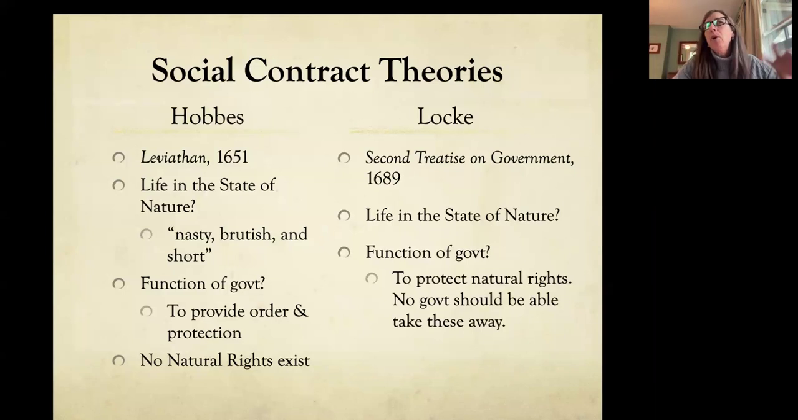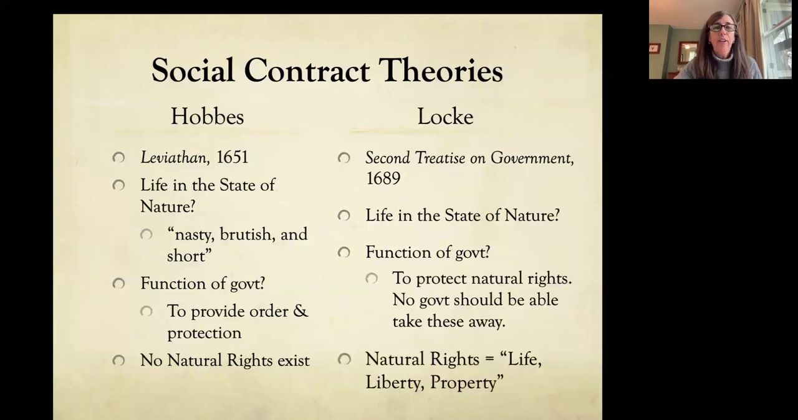Life in the state of nature is, what are you really like? Natural rights are, what are your rights just by the nature of being born? Locke imagines that all humans have rights: cave people, babies, babies in the Ottoman Empire, babies in Kangxi's China, and babies in England in the 1600s. They're going to grow up and they have a right to, do you guys know the list? Life, liberty, and property. Those are Locke's natural rights.